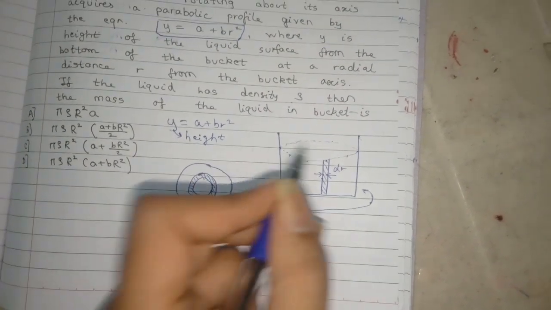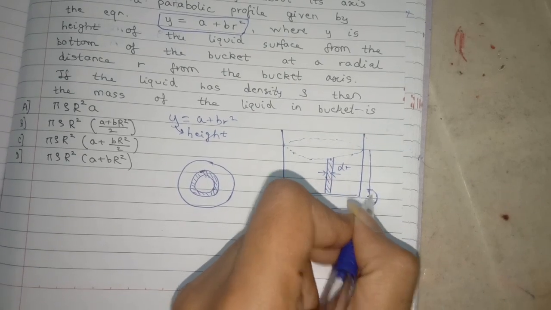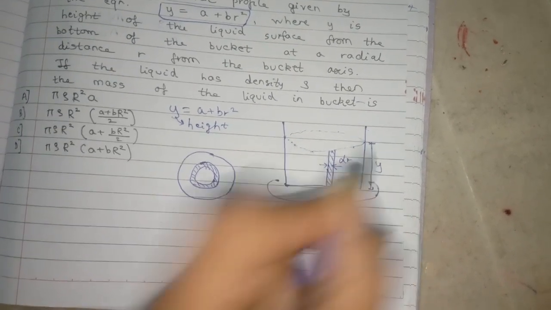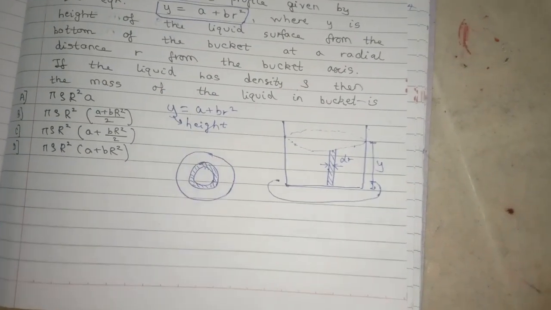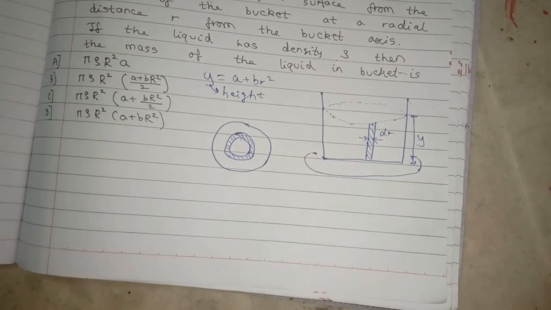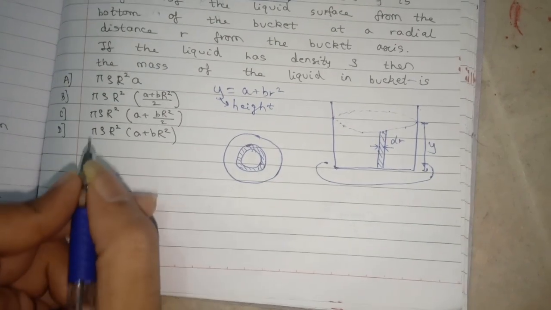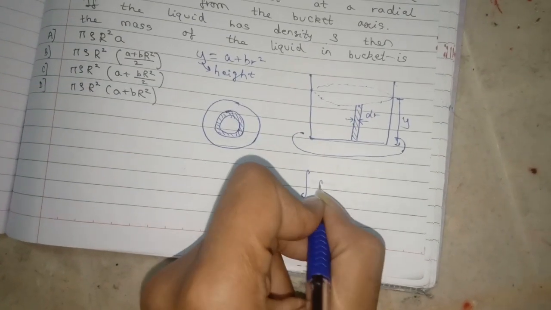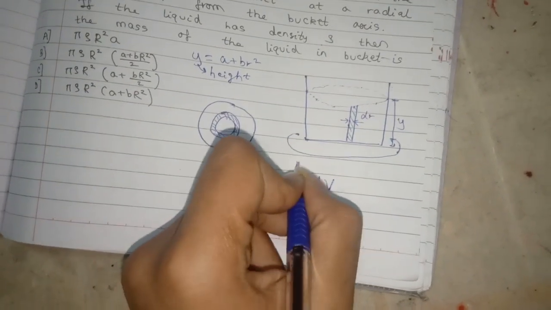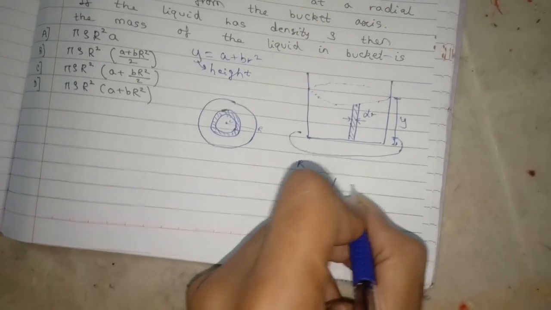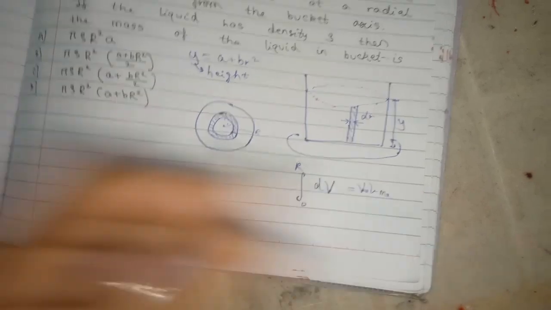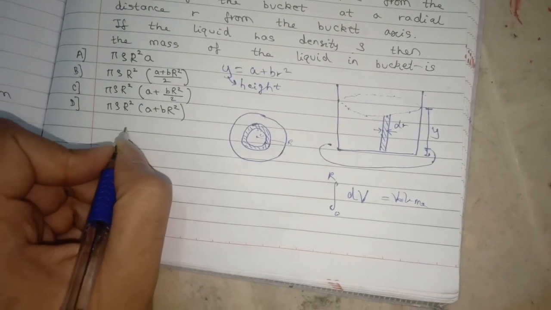I had considered the length of the strip as dr, a small strip of length dr, and let the height be y, because y is given as the height and a parabolic equation is given. So we have to integrate the volume from 0 to radius R. Okay friends, so we will start integrating.